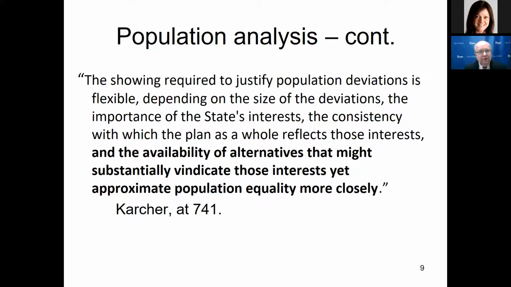The Court further noted, and I think it's important, that the showing required to justify population deviations is flexible, depending on the size of the deviations, the importance of the interests, the consistency with which the plan reflects those interests, and, highlighted here, the availability of alternatives that might substantially vindicate those interests yet approximate population equality more closely. It's somewhat of a comparative test. So if you have plans that still meet all these state interests that have a better population equality, the Court is indicating that that is probably the plan that should be adopted.